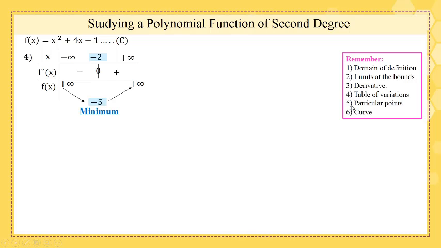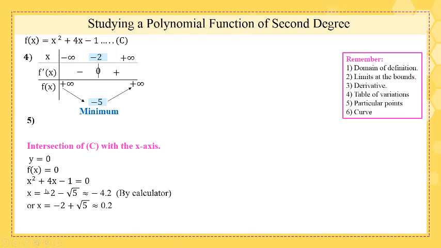Fifth step, determine some particular points of the curve. Let us start with the intersection of C with the x-axis. Thus, y equals 0. You know that y equals f of x. So, f of x equals 0. Therefore, x equals minus 4.2 or x equals 0.2 by calculator. We got the coordinates of 2 points, which are (minus 4.2, 0) and (0.2, 0).